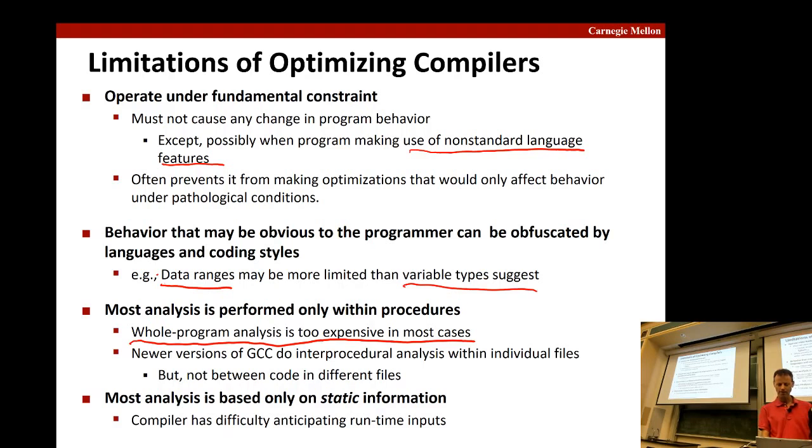Typically most analysis is performed only within procedures. You just locally look inside a procedure, because otherwise you have to figure out all the possible ways this procedure can be called and the relationship between all the arguments. There are all sorts of variations on this that people look at, but in general it's considered too expensive to do a full-blown interprocedural analysis, where I decide how to optimize a particular function based on all the different ways it's called and all the different contexts it's called in.